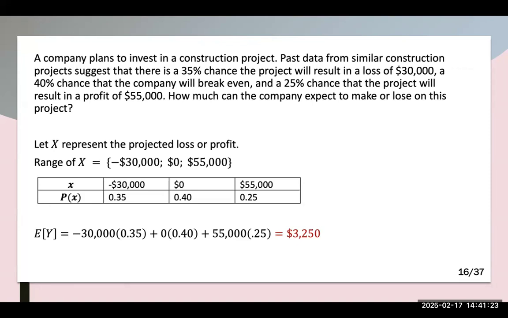We do not expect that we will make exactly this amount of money on this particular construction project. Instead, if we were to make this construction project several times, like throughout the city, or throughout the country, on average, sometimes we're going to lose money, sometimes we're going to gain money, sometimes we're going to break even. But if we added all of that up and divided by how many times we had this construction project, we would expect that each one would bring in about $3,250.